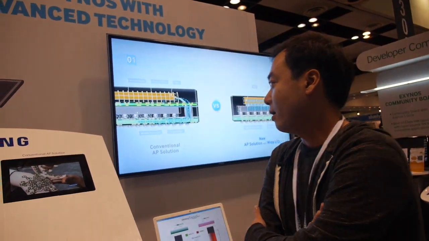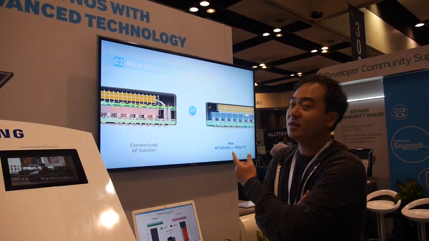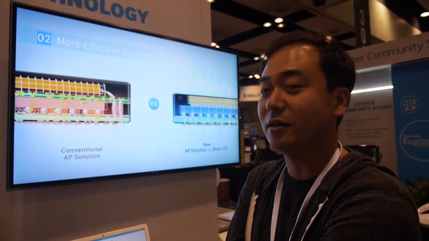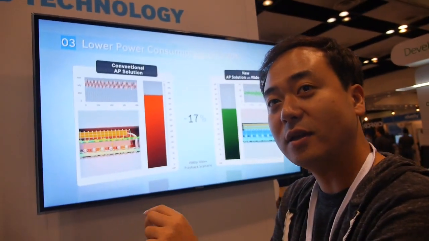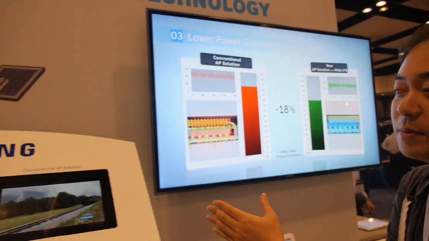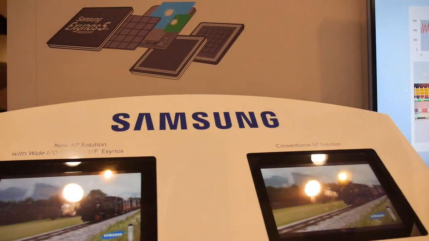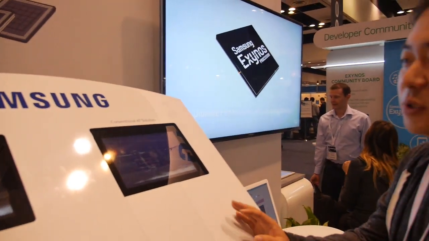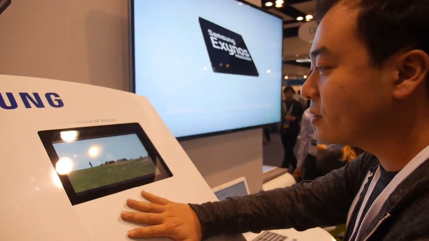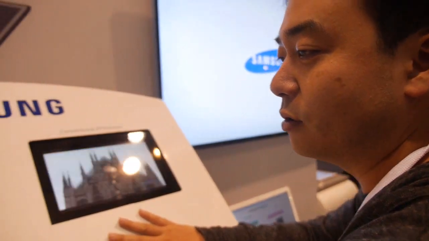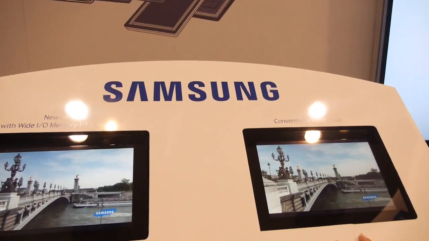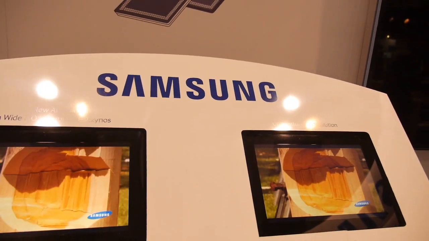So, what are you showing here? Exynos with advanced technology? What do you mean? Advanced technology means the wide I/O technology. The wide I/O memory technology is a kind of memory interface technology. It's like the LP-DDR3. Actually, this demo shows the difference between the conventional LP-DDR3 memory interface and the new technology, the wide I/O memory interface technology.